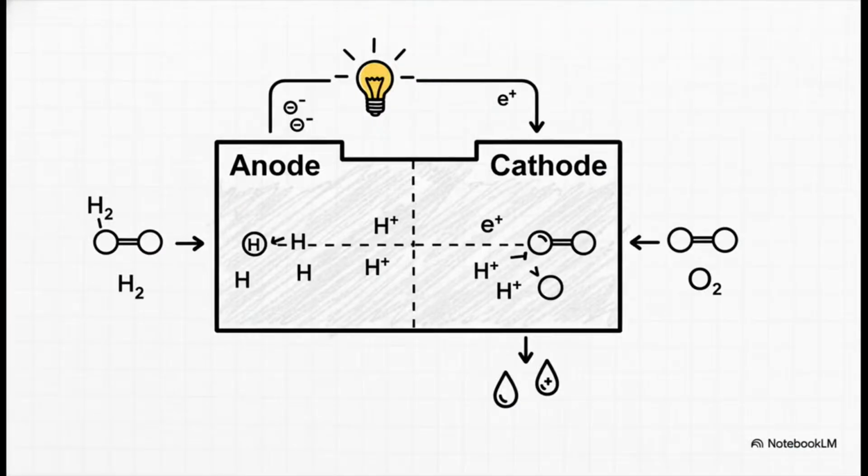A fuel cell is basically a galvanic cell, but with this one brilliant twist. Instead of having all the chemicals sealed inside like in a regular battery, we continuously feed them in from the outside. So in this hydrogen-oxygen fuel cell, hydrogen gas is piped to the anode where it's oxidized, and oxygen gas from the air is fed to the cathode where it's reduced. And the only thing that comes out the other end? The only exhaust product? Pure water.